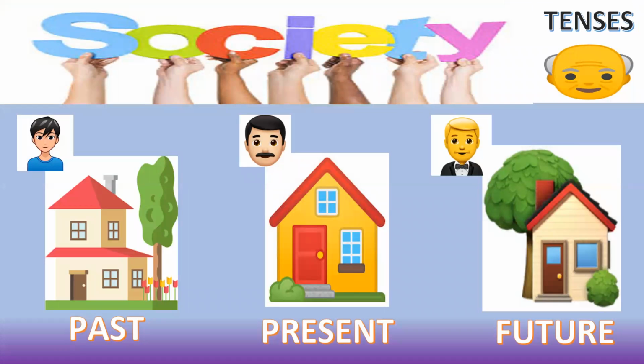Let us see it in this way. Suppose there is a society named Tenses. The owner of the society is Tenses, the person Tenses. All right. Now, Tenses has three children: past, present, and future. They all have their separate houses.